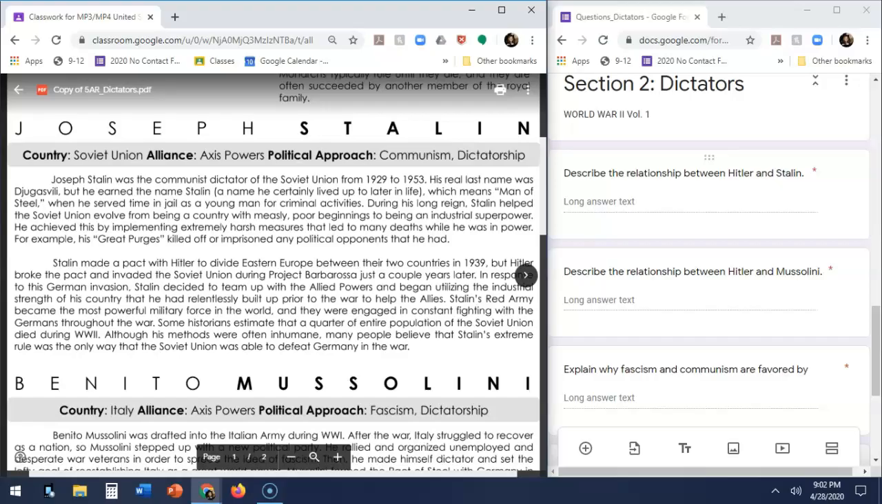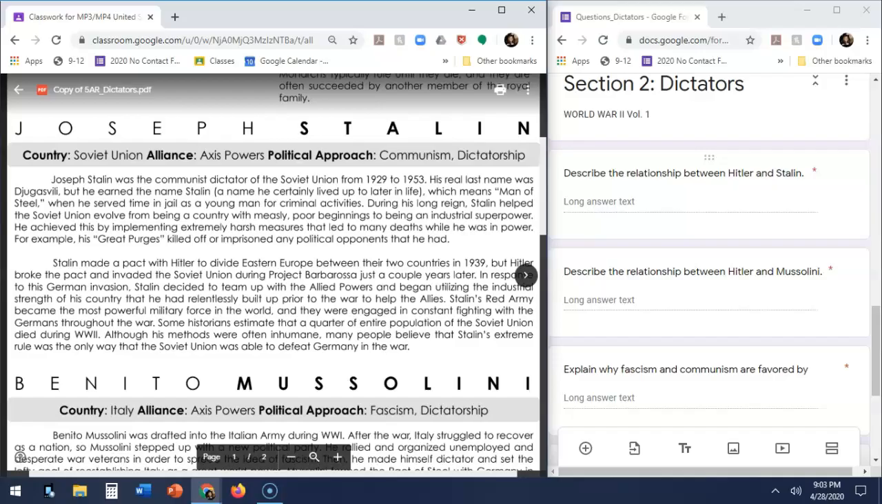Alliance, Axis powers. The United States were allies, so they were an enemy. Political approach, communism and dictatorship. Joseph Stalin was the communist dictator of the Soviet Union from 1929 to 1953. His real name was Djavsdalai, but he earned the name Stalin, a name he certainly lived up to later in life, which means man of steel, when he served time in jail as a young man for criminal activities.